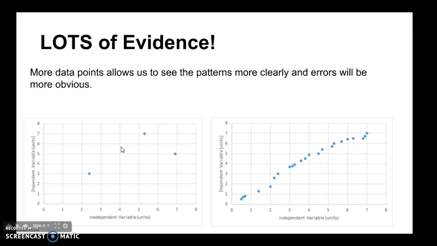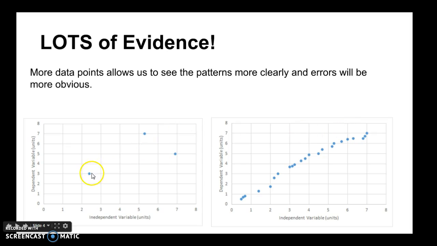So let's look at a few examples. In these two graphs, I have my graph on the left, which has only 3 data points, and then my graph on the right, which has many, many more data points. And you can see that in the graph on the right, it's really easy to tell that there's a direct relationship, which means that as I go from left to right, I'm increasing in the y-axis, so I'm going up as I go from left to right. And it's clear that it also follows a linear pattern, because it pretty much looks like a straight line.